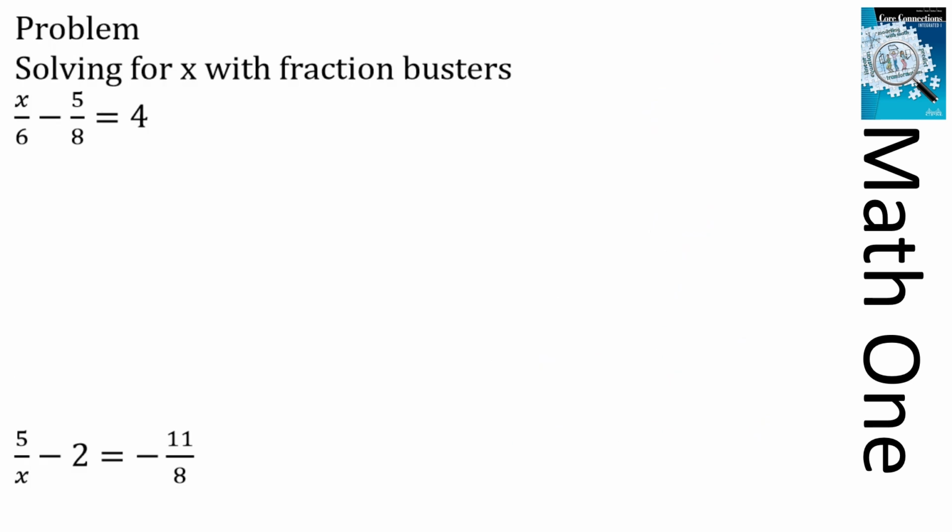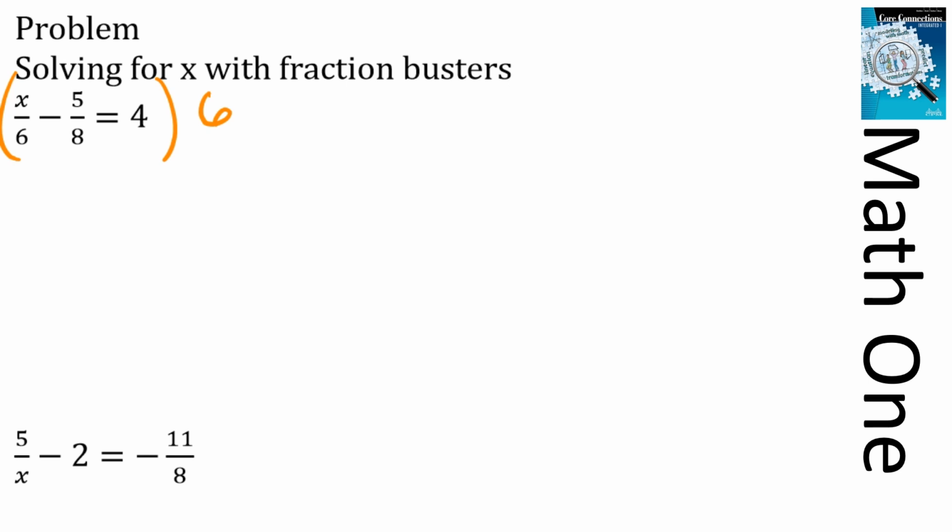So let's come back to our original problem here. I've got x over 6 minus 5/8 equals 4. Now, if I wish, I can begin by multiplying both sides of this equation by the number 6. When I do that, I have to be very careful. Every single term on both the left and the right-hand side needs an additional factor of 6 in order to not change what it is.